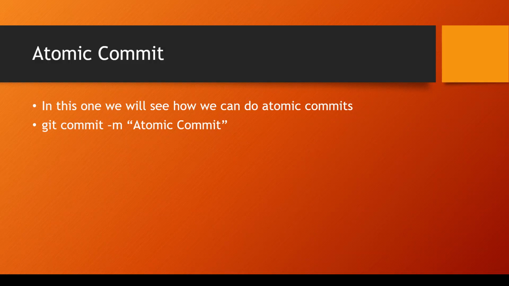In this one, we'll see how we can do atomic commits. By atomic commit, what I mean is that we will be grouping our changes which are related logically. And in this example, we'll be just making a few changes in a couple of files, and we'll see how we can get atomic commit in action.